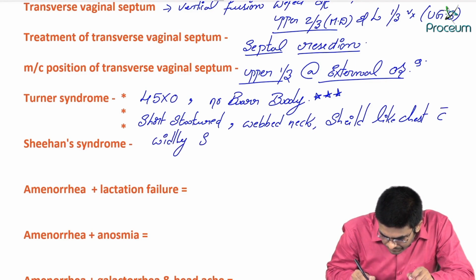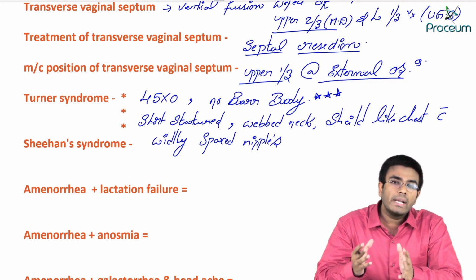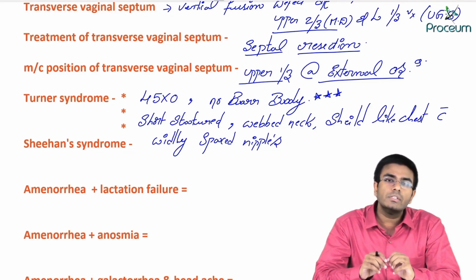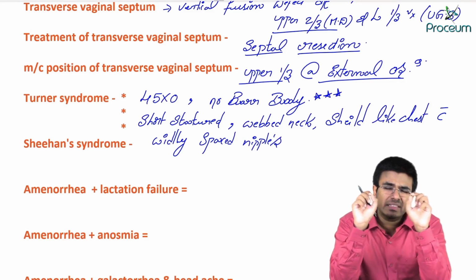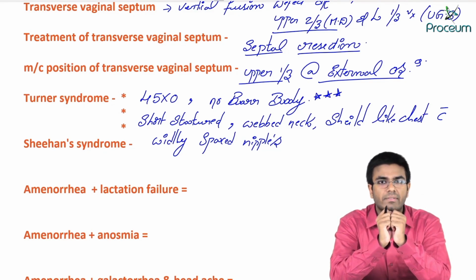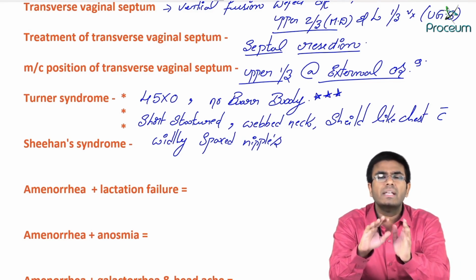Widely spaced nipples. Okay, now, what about her gonads? On ultrasonography, her gonads will be very, very streaky. A thin sliver of tissue will be present. Why? Because there is hypogonadism in this female. Okay, let's keep it apart.